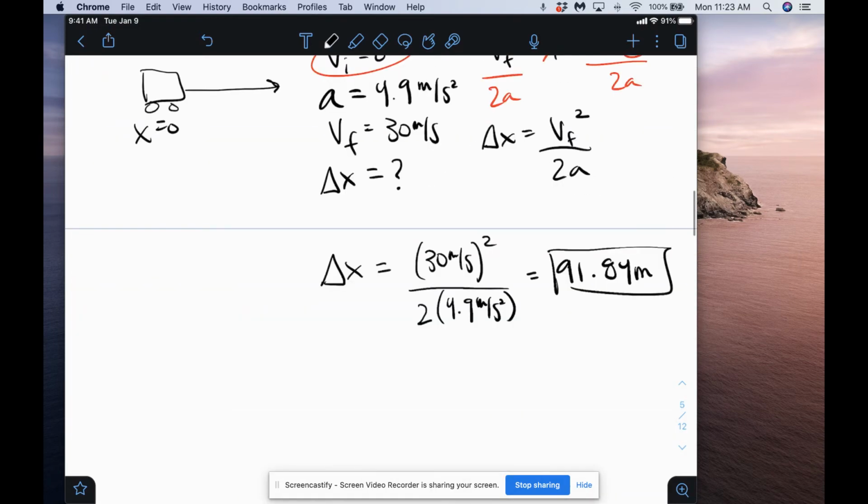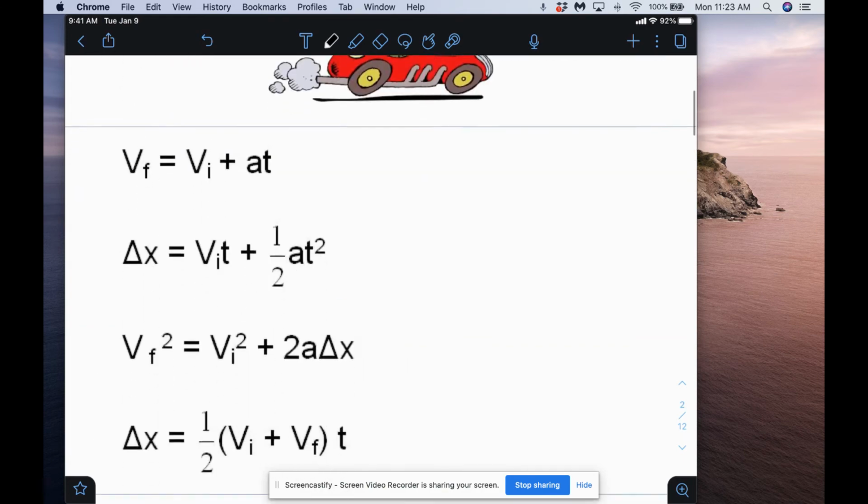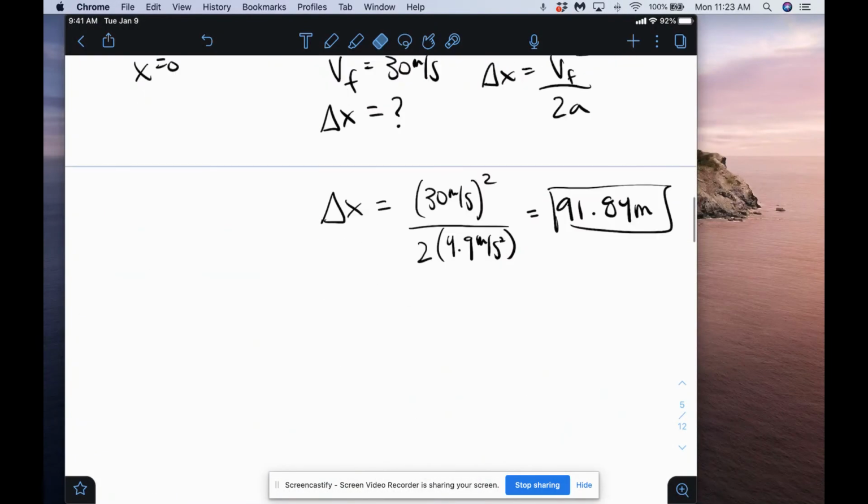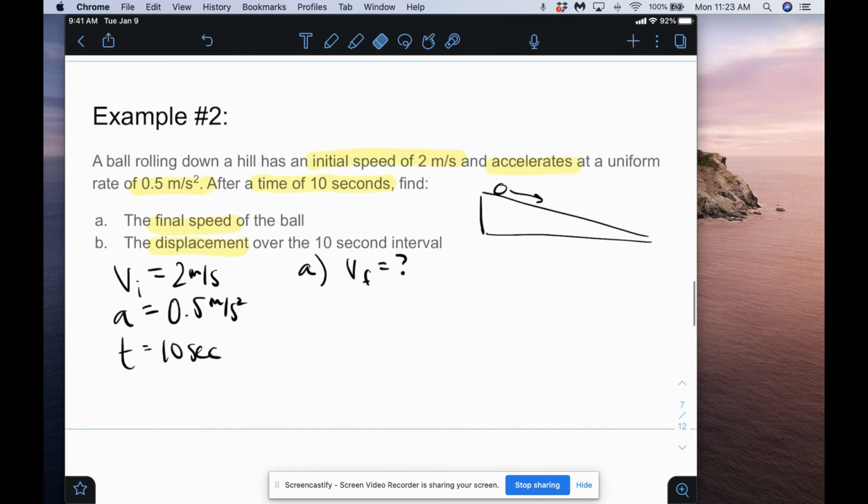Now, if I scroll up to my equations, I know that I have initial velocity, I have acceleration, and I have time, and I want to find final velocity. So I can see that this first equation here has initial velocity, acceleration, time, and final velocity. So this is the equation that I'm going to be using here. So if I write that equation down first, we get V final is equal to V initial plus acceleration times time. So it's already solved for final velocity, which makes my life easy.